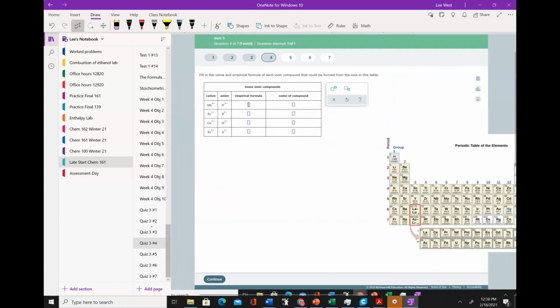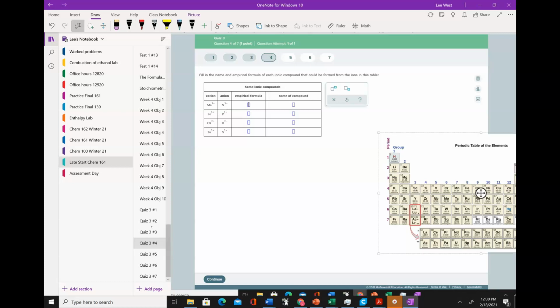More ionic compounds. Are you kidding me? All right, fill in the name and empirical formula of each ionic compound formed from the ions in the table below. So the nice thing I've noticed here is that the anions are all monatomic, so I don't have to grab my table of polyatomic ions. The other nice thing that I notice is that all of the charges on the cations in every case are equal and opposite to the charge on the anion. So I know in my formulas that these guys are just going to combine 1 to 1.